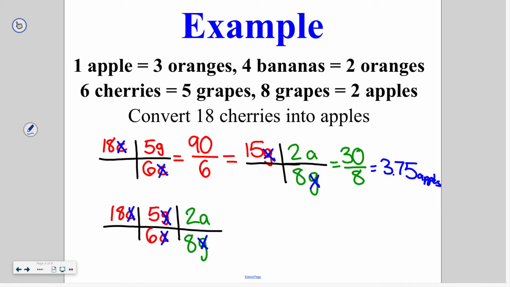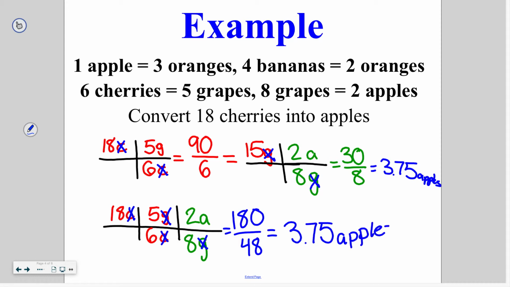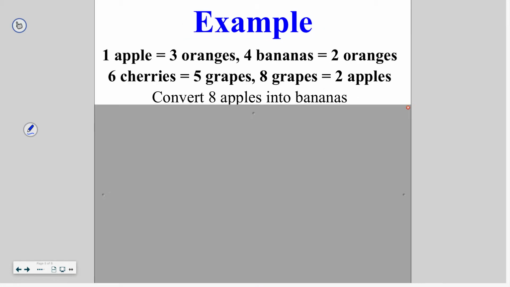So up top now I'm doing 18 times 5 times 2, which gives me 180. And on the bottom, I'm doing 6 times 8, which is 48. And then I'm going to go ahead and divide 180 by 48, which gives me 3.75 apples. So either way, whether you do it step by step or as one process altogether, we're going to get to the same answer. Go ahead and try this one on your own, converting 8 apples into bananas.